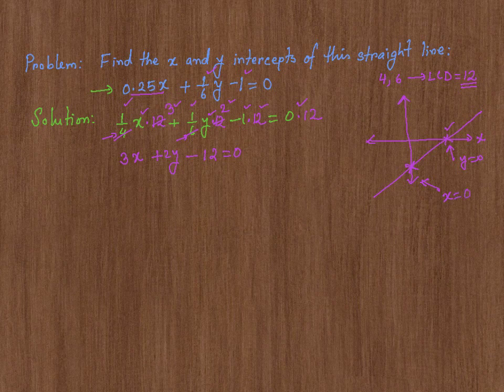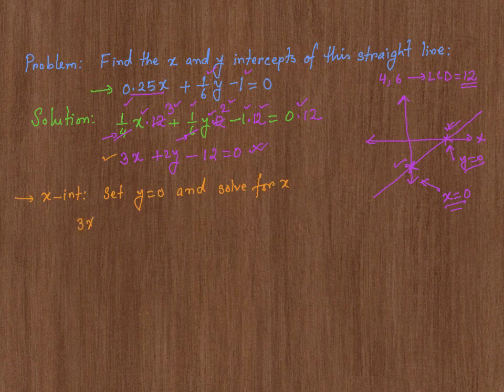So to find the x-intercept, we set y to 0 and solve for x in this modified equation. And to find the y-intercept, which is this, we set x to 0 in this equation and solve for y. So we are going to do this right now. In this equation, we are going to put y equal to 0 because we want to find the x-intercept.